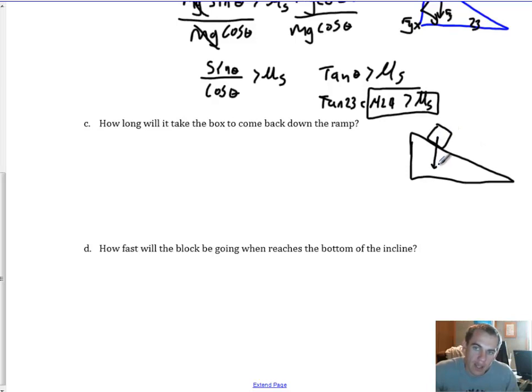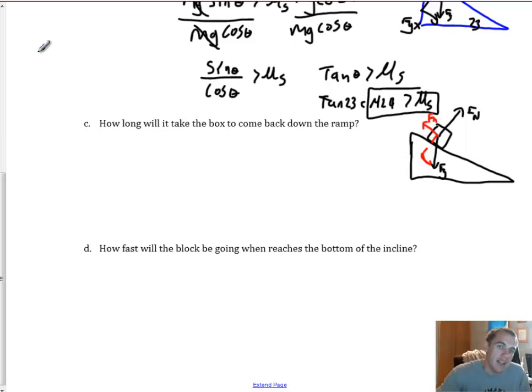Okay, so I've got the force due to gravity pulling down. I've got the normal force pushing perpendicular to the ramp, and then I've got kinetic friction, which is pulling up the incline. It's not down the incline this time, it's up the incline this time. Okay, but other than that, not a lot's changed. So we still have our components of gravity. It's just this time, okay, we're looking for a time.